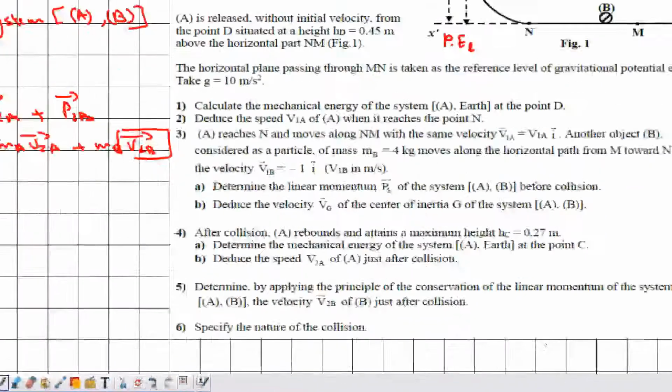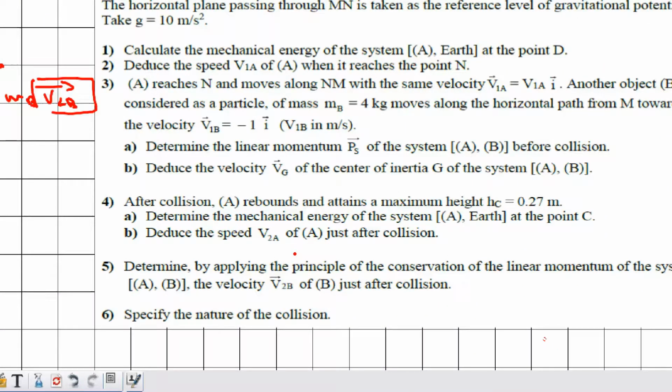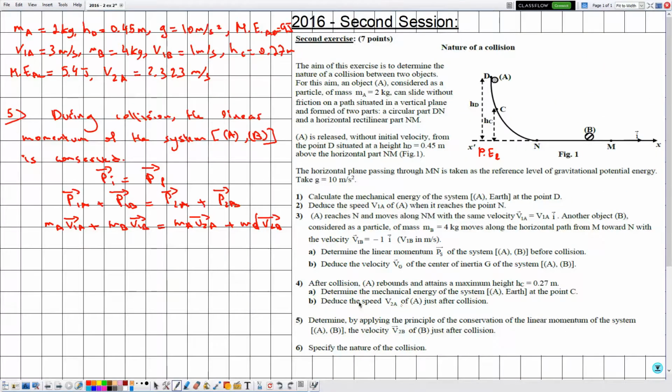So here notice that we are interested in determining V2B in the vector notation. So I will solve this equation using the projection method, but there is another way in which one can solve this equation. So let me start by the usual way, which is the projection. Then what's the type of this equation? This is a vector equation. How do you solve it? Using projection. So projection along the x-axis.